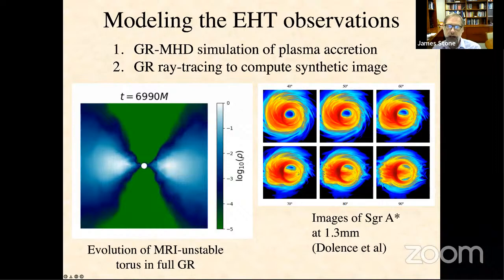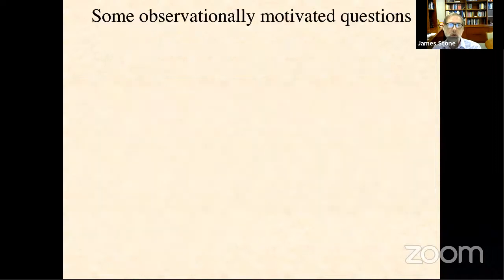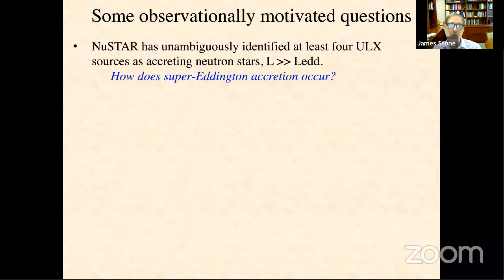And I really want to focus on the high luminosity state, where there are many more observations and many more observationally motivated questions of these highly luminous accretion systems. So for example, the recent X-ray satellite NuSTAR has unambiguously identified ultra-luminous X-ray sources. These are point sources in external galaxies, which have very high X-ray luminosities. They've been unambiguously identified to be neutron stars with a luminosity greatly exceeding the Eddington luminosity, thought to be the highest luminosity you can sustain for an accretion flow.